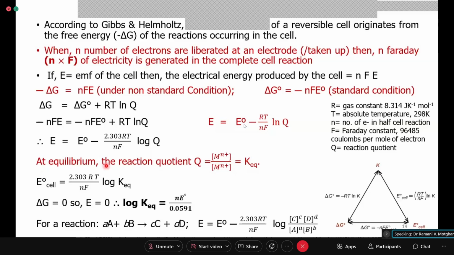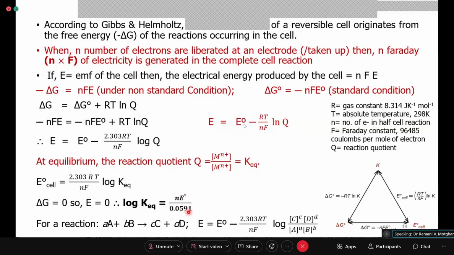So at equilibrium, the reaction quotient Q is equal to the concentration of M n plus by M n plus, which is equal to K eq. That is your metal ion concentrations. So E naught cell becomes 2.303 RT by nF log K eq. So when delta G is 0, the change in free energy is 0, your E is 0, and therefore log K eq, that is the log of the equilibrium constant, is equal to n E naught by 0.0591.